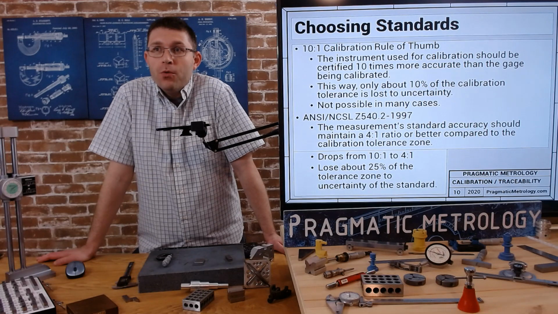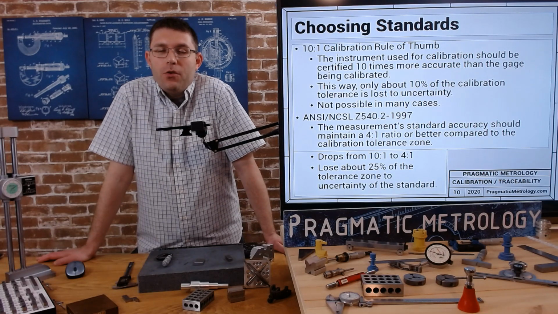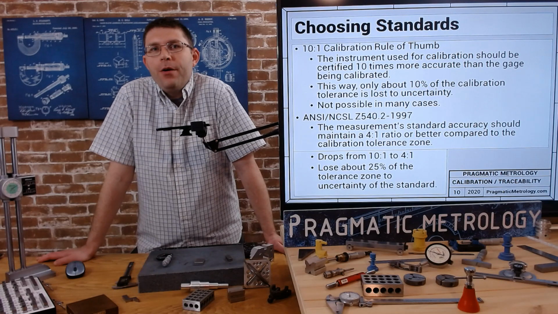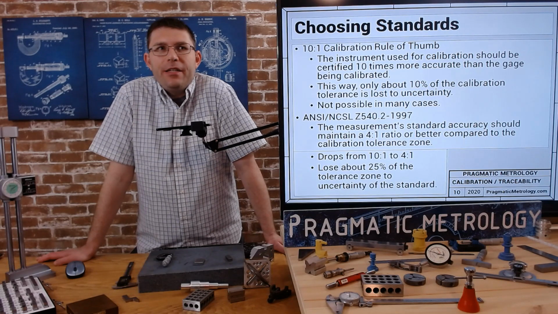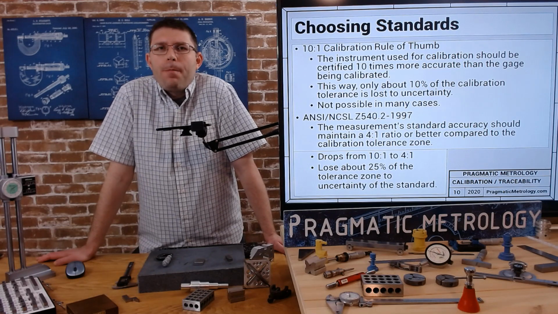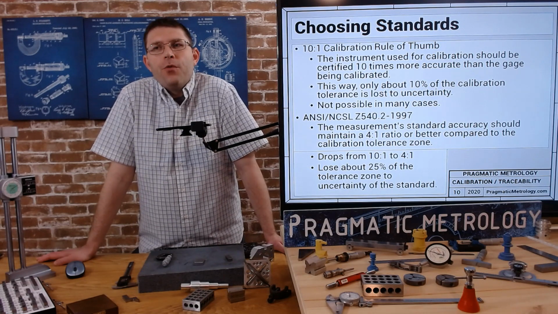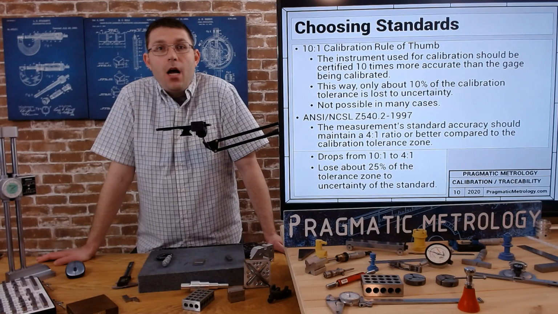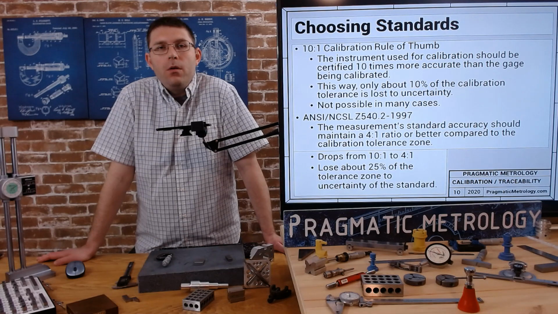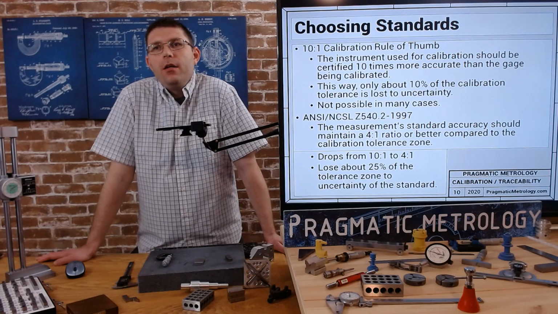The 10:1 rule is just a rule of thumb. You won't find it written anywhere. You can go back to the old military standards, I think it's 120, if I remember correctly. In the 1950s, it stated something close to the 10:1 rule, and it has just proliferated from there. But it's not stated anywhere in writing. It's just become common sense, obviously, and it's a good goal. But Z540.2 is the only one that really puts it in writing currently.